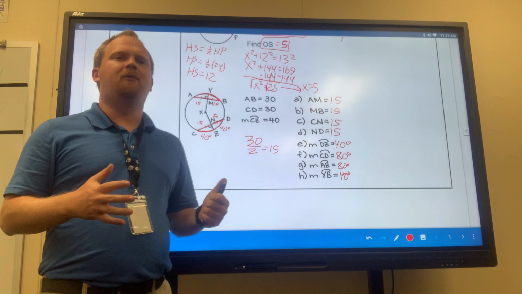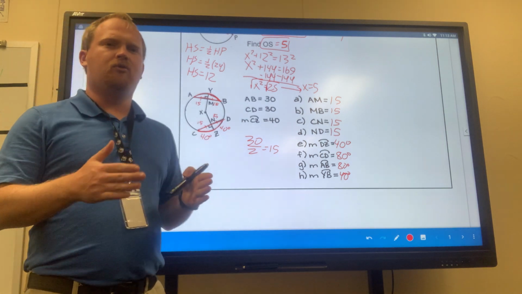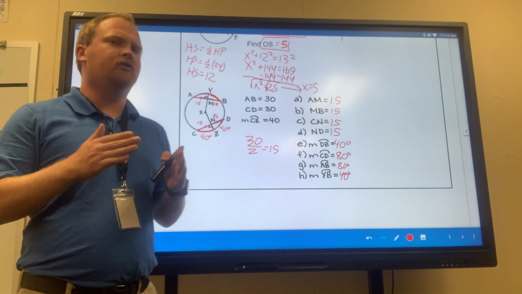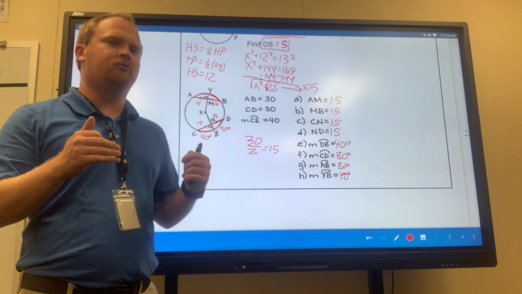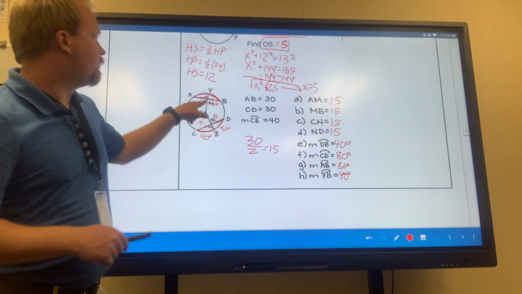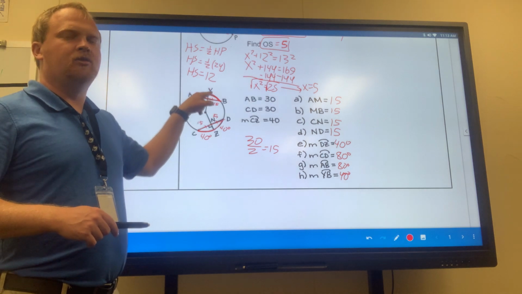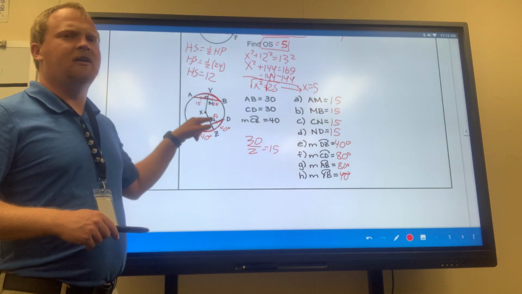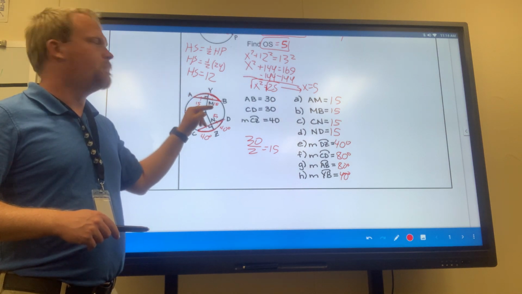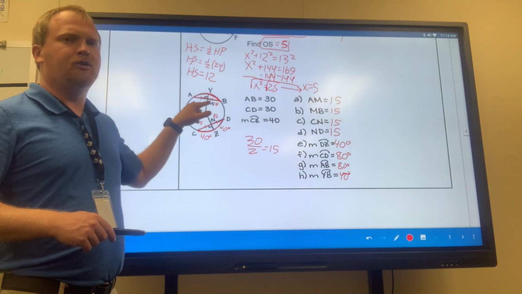So the biggest thing we got to remember is that when we have two chords, as long as they're congruent, the arcs are going to be congruent as well. But also, if we have a diameter or a radius perpendicular to a chord, it bisects both the chord and the arc.